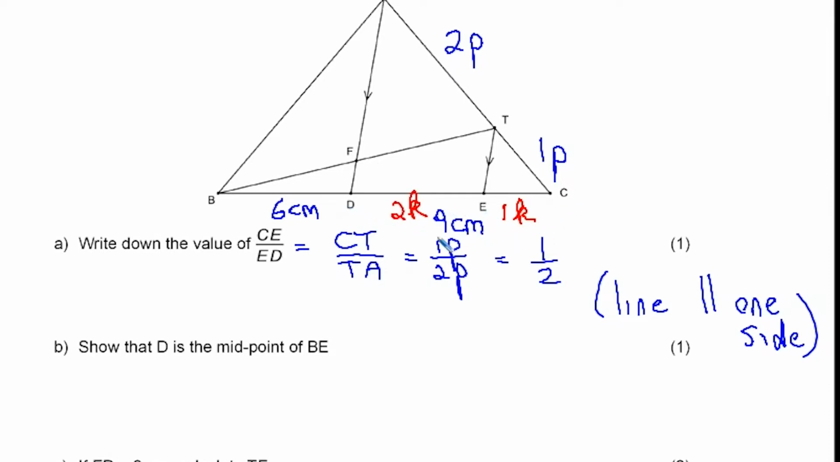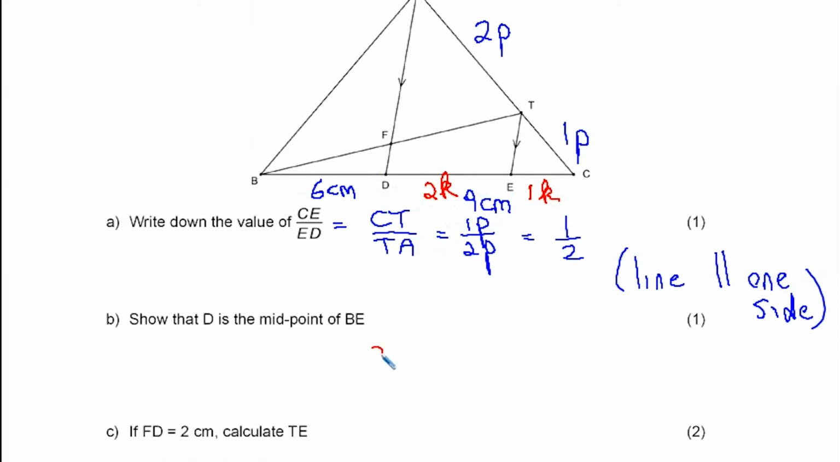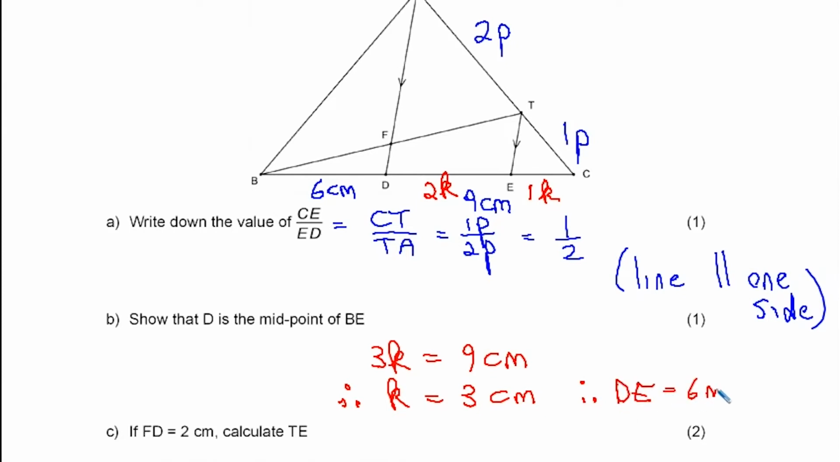Now we can see that 3K is actually equal to 9 centimeters. So therefore K is 3 centimeters, and therefore DE is 6 centimeters. And if DE is 6 centimeters and BD is also 6 centimeters, then D is the midpoint of BE.